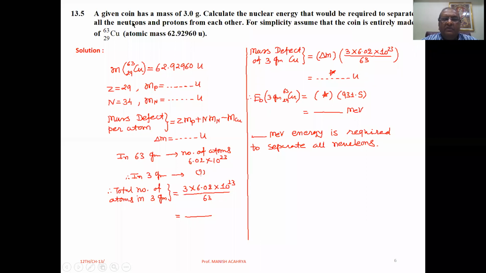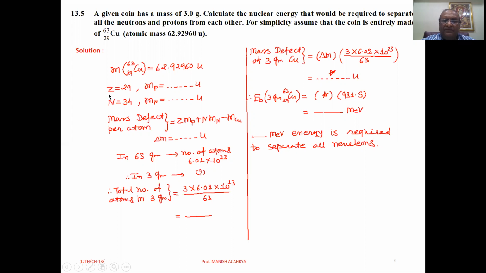13.5. A given coin has a mass of 3 gram. Calculate the nuclear energy that would be required to separate all the neutrons and protons from each other. For simplicity, assume that the coin is entirely made of 29 Cu 63, atomic mass 62.92960 U. The atomic mass of Cu, 62.92960, is given to you.